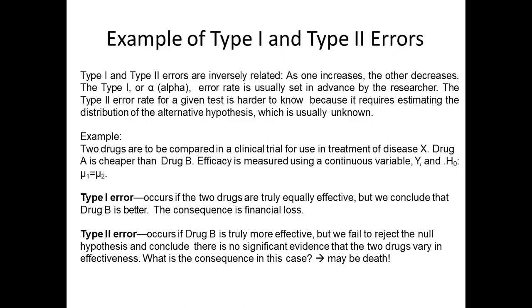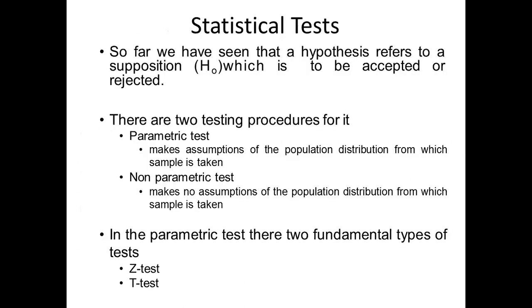Type 2 error occurs in this phenomenon when drug B is truly more effective, but we fail to reject the null hypothesis and conclude that there is no significant evidence that the two drugs vary in effectiveness. And what is the consequence? The consequence can be quite destructive and may even lead to death, because in actuality there was a difference between the two drugs, but we did not take the second drug, understanding that both are equal. It's okay to take any drug, and ultimately it did not cure the ill health.